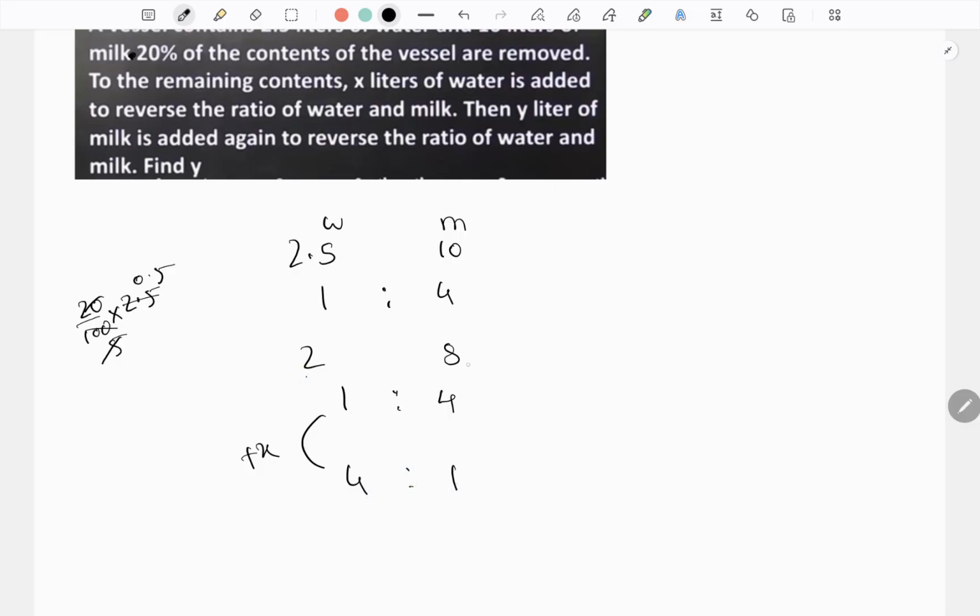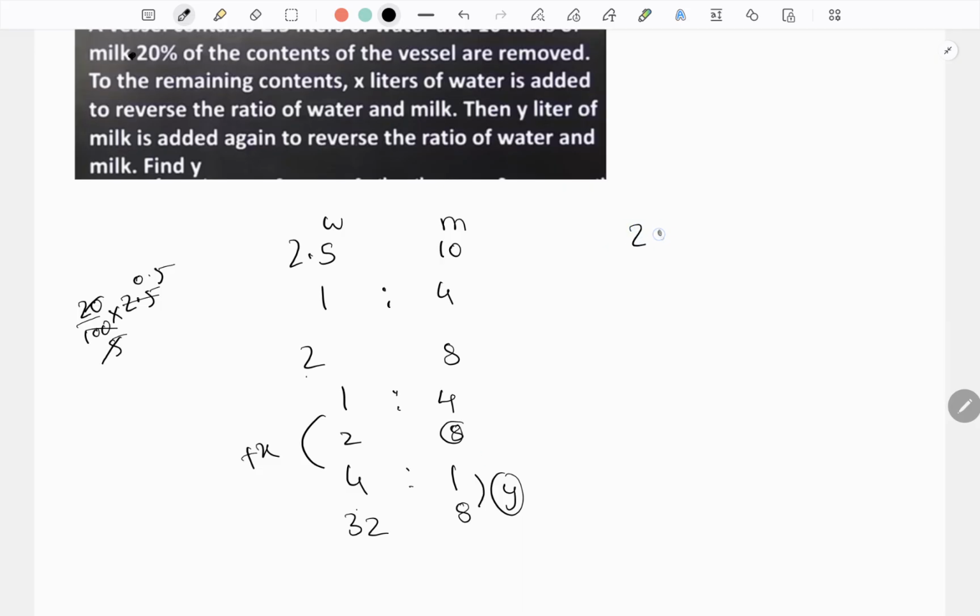So initially 2 is to 8 was there. See, this part is actually 8 and this is 2. To make this 4 is to 1 means this 8 part should be the same 8. It becomes 4, so 4 how many times? 4 eights are 32. Then it becomes 1 is to 4. So then y liters of milk is added. Correct? x liters of water is added to reverse the ratio, so it becomes 4 is to 1. Then y liters of milk.